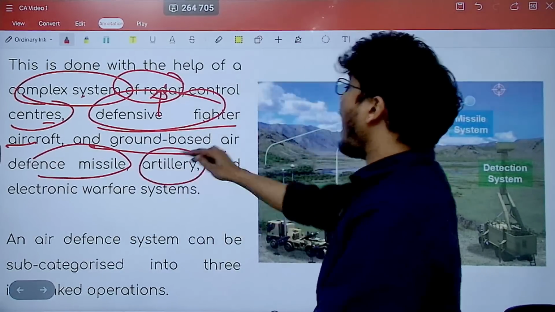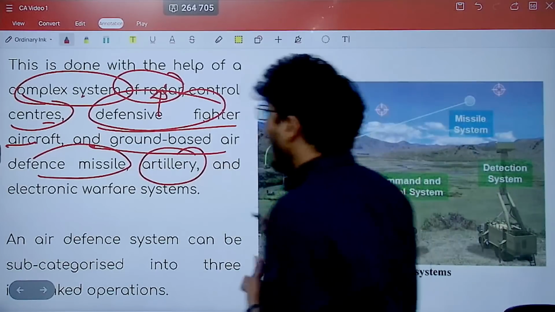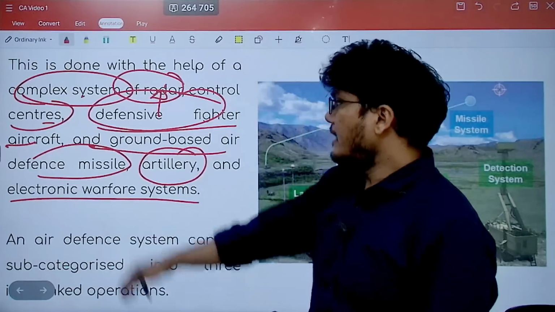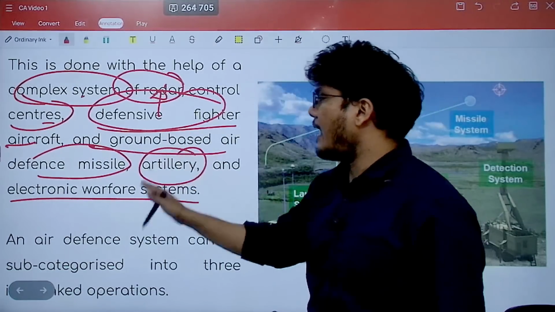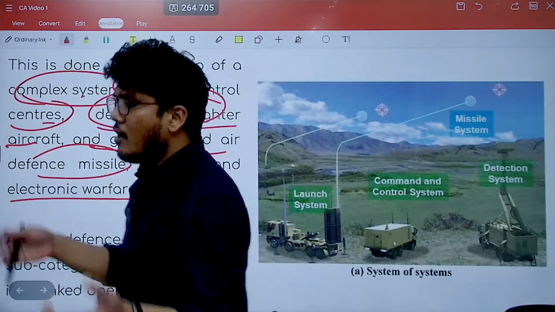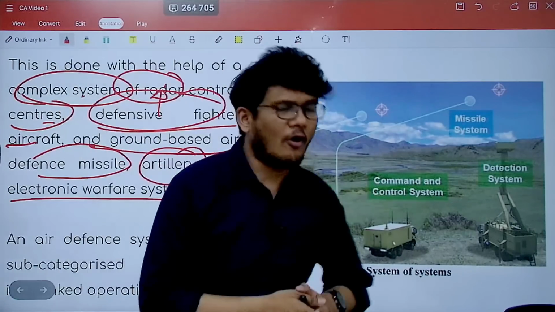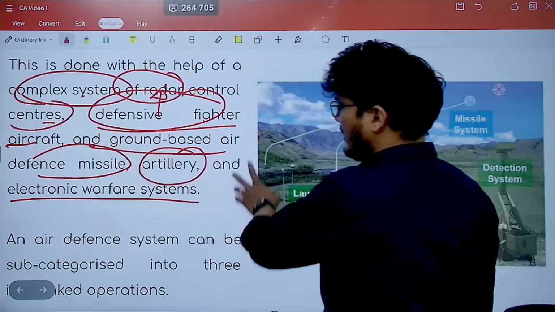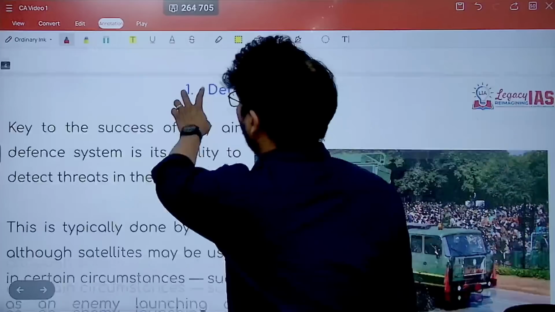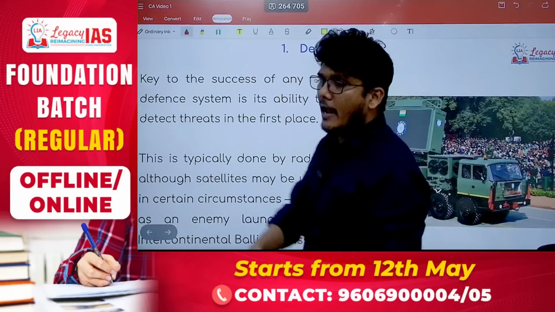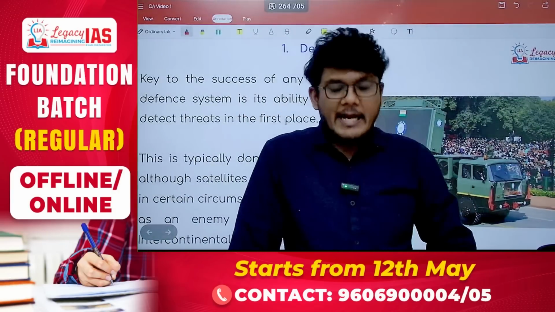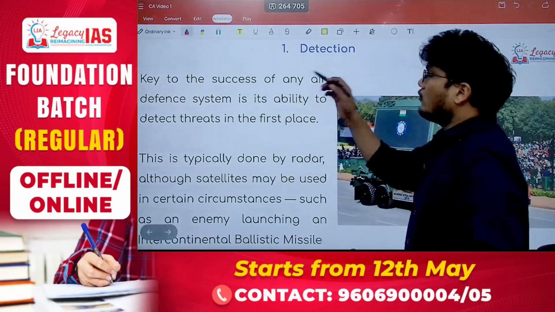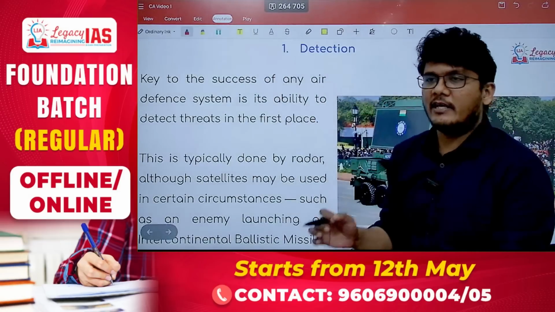It can also have artillery. What is artillery? We'll see that. And electronic warfare systems. So here the aircraft, ground based missile, and artillery, you can have all three, one of them or a combination of them as well. We'll see the advantages and disadvantages of all these three as well. So this is what a system of defense will look like, and all of these will be interconnected and interoperable.